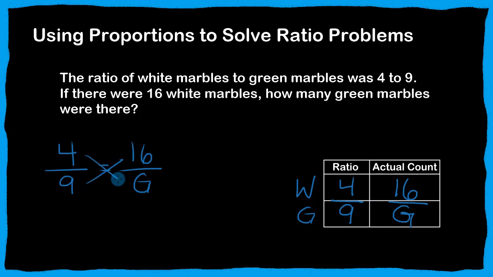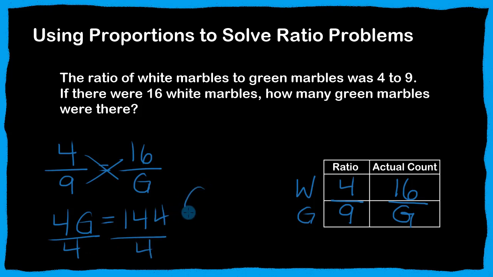Now we can cross multiply like we've learned before. 4 times G equals 144. And so now we have a missing factor problem. We'll divide both sides by 4. And 144 divided by 4 is 36. So G equals 36. That number goes back in our box here, and we see that there are 36 green marbles and 16 white marbles.